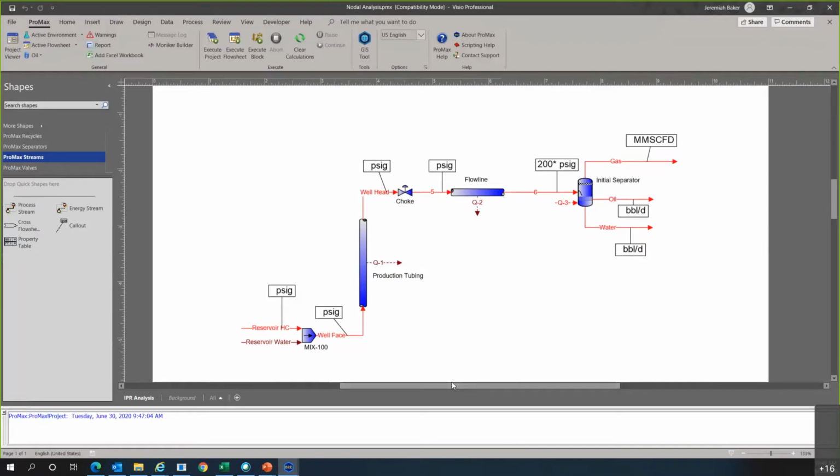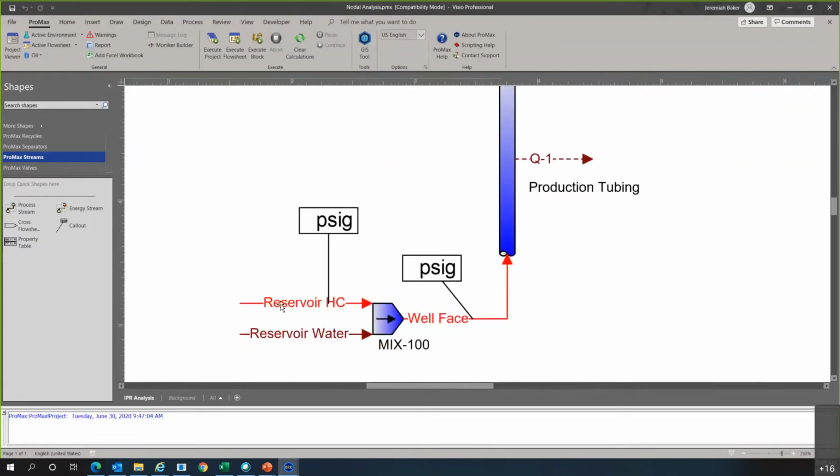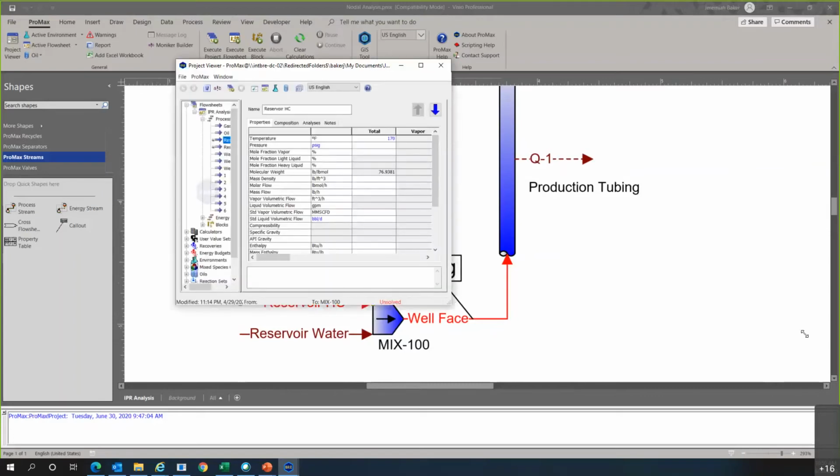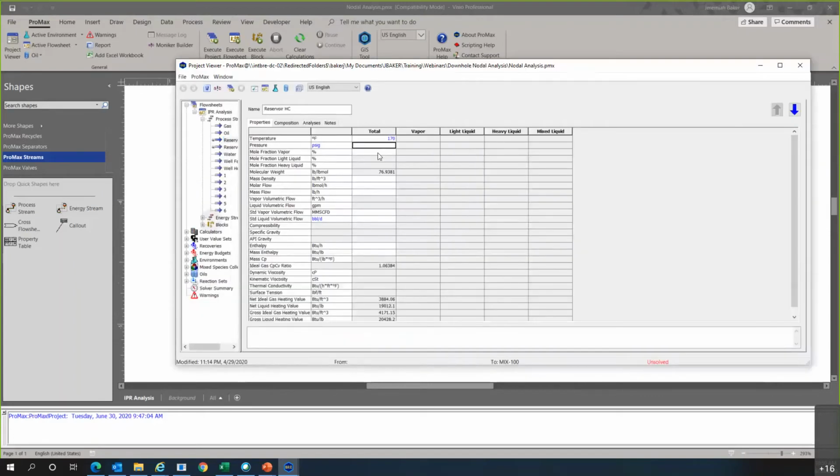If you're familiar with ProMax, you know that red streams mean that we don't have enough information. So I have not put everything into this model yet. I'm going to walk through some of the important pieces that are either new or interesting to this setup. So my reservoir hydrocarbon stream here is my inlet. We always start with the inlet streams in ProMax. So I want to make sure that I have everything specified that I need to in this stream so we can move further down. So my reservoir hydrocarbon, if I double click on that, it'll open up our project viewer where we'll see the properties of our stream.